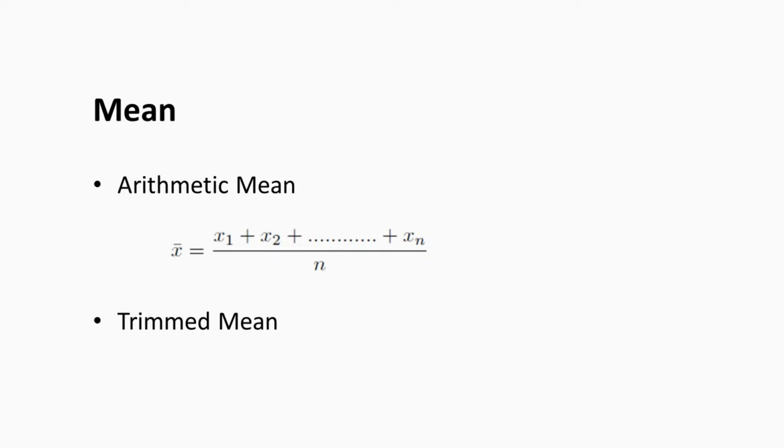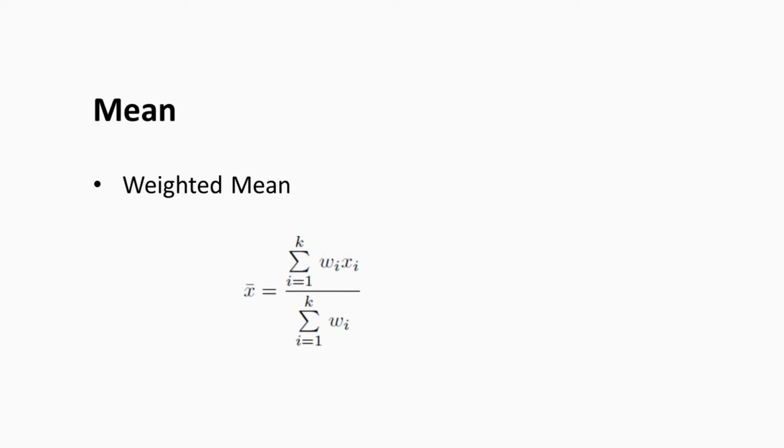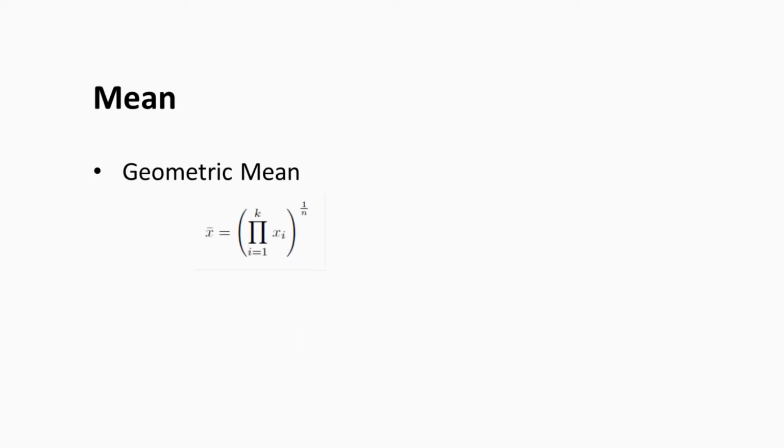The first one is arithmetic mean. It is the sum of all observed values divided by the total number of observations. The second one is trimmed mean. The third one is weighted mean. The fourth one is geometric mean. And the final one is harmonic mean.